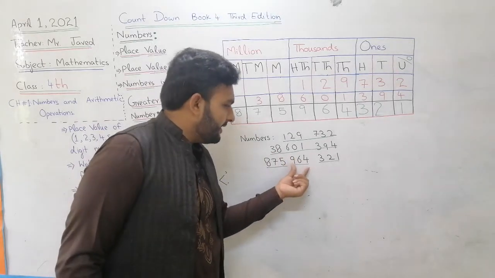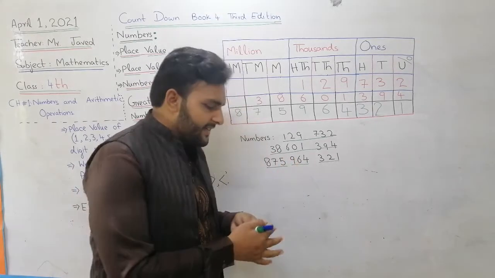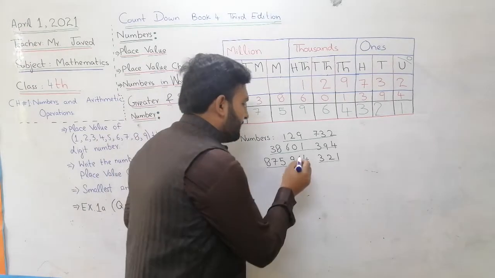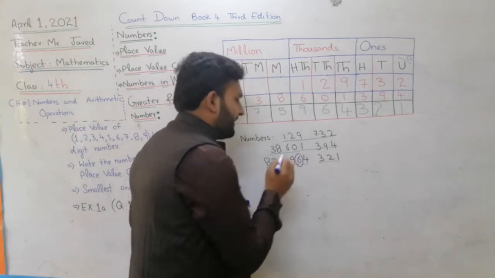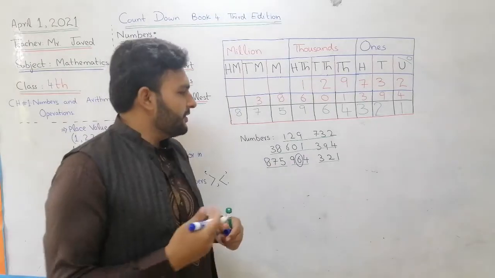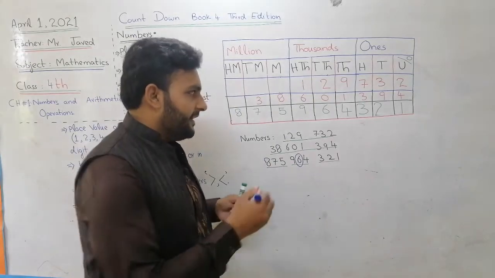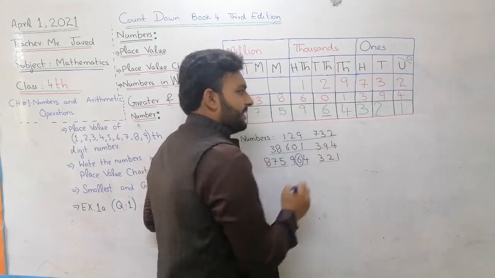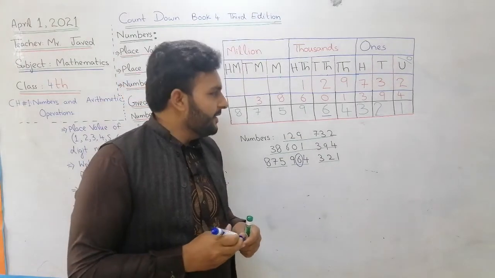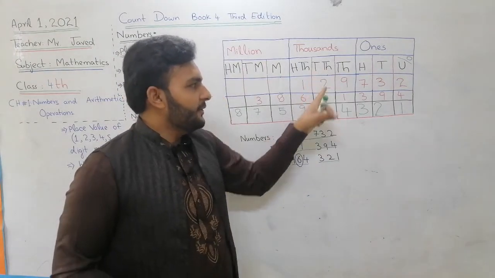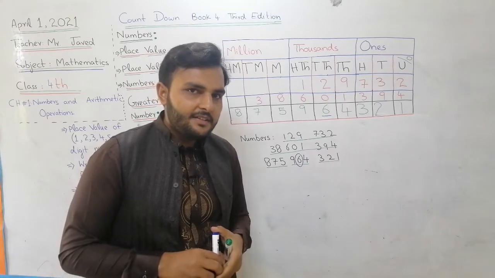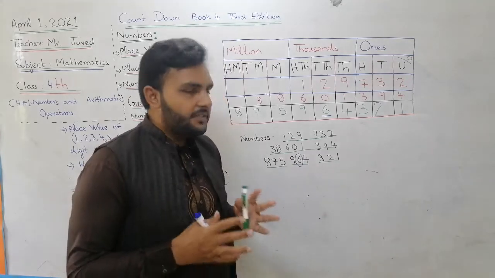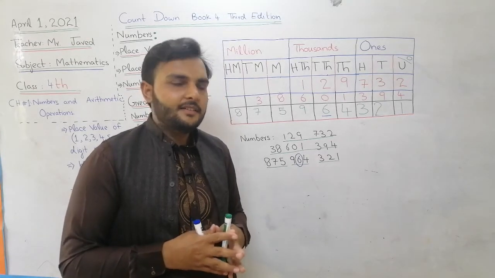So look, if I ask you to tell me the place value of 6, how will you tell me? Find 6 here. After putting it in the table, you will get the place value of 6. Look, 10,000. It means 60,000. Like this.